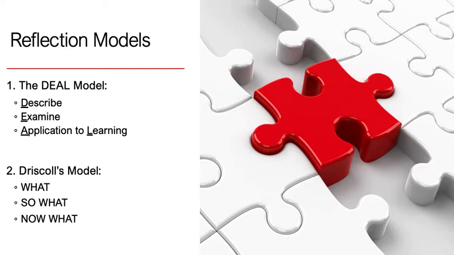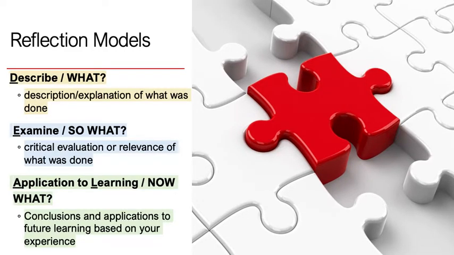There are two common models, the Deal model and the Driscoll's model. The Deal model stands for describe, examine, and application to learning. The Driscoll's model contains what, so what, and now what. Let's further break down the models.